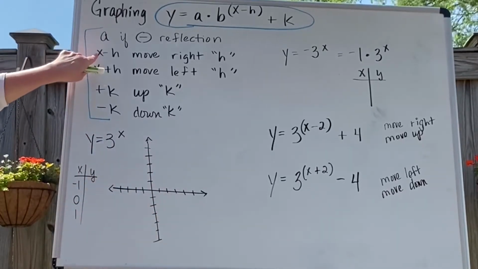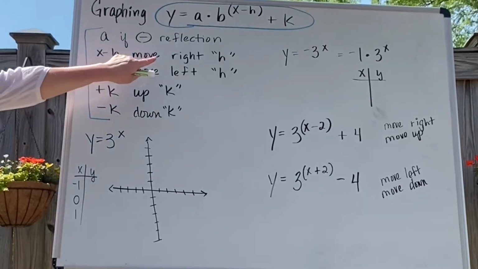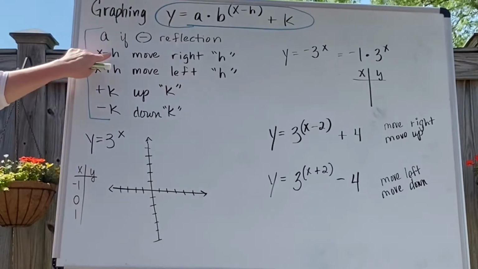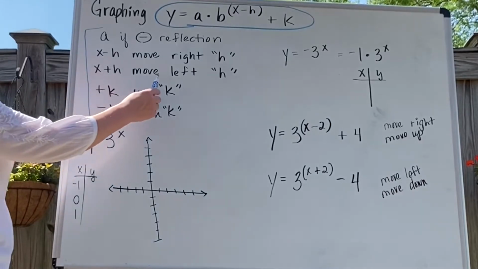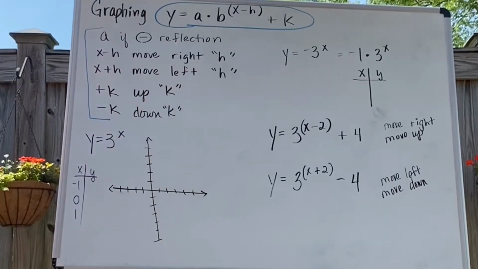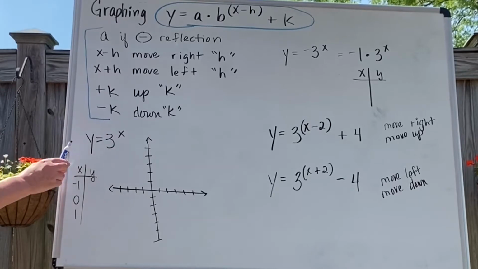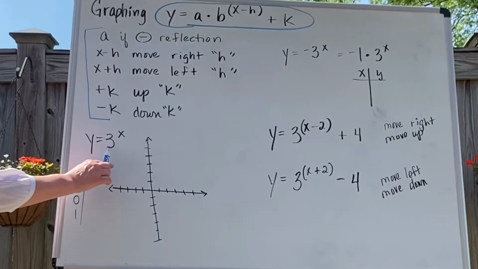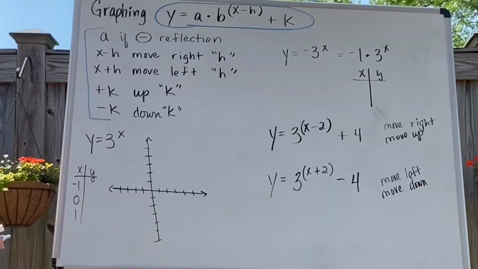If X minus H is up there with numbers plugged in, that means you're going to move to the right, whatever the number H is. Right 1, right 3, whatever it is. If it says X plus H, that means you're going to move left H units. If it says add K, a number added that's the same size in font as the 3 in this example, that would mean you're going up. And if you have minus K, that means you're going down.